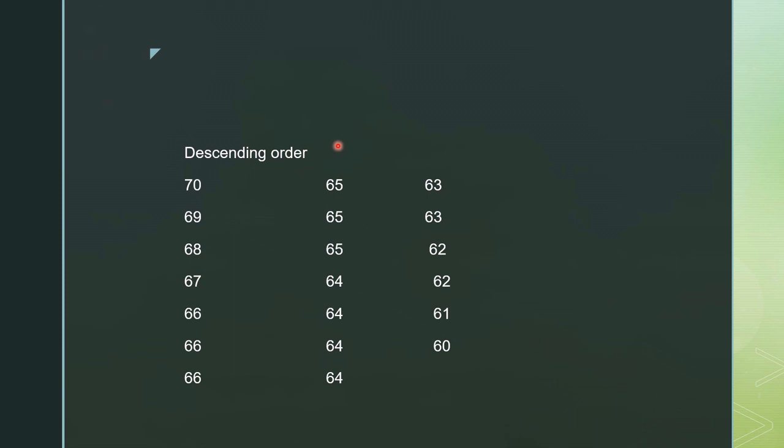So in this way we can easily solve this data interpretation question. Hope you understand this topic.